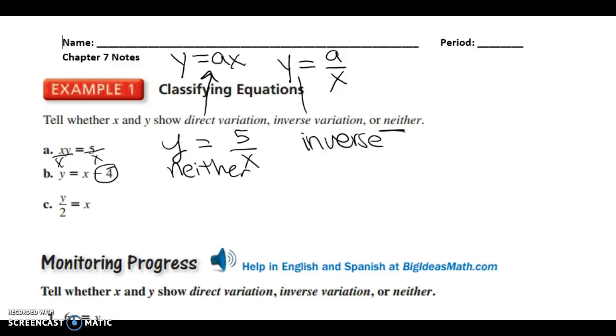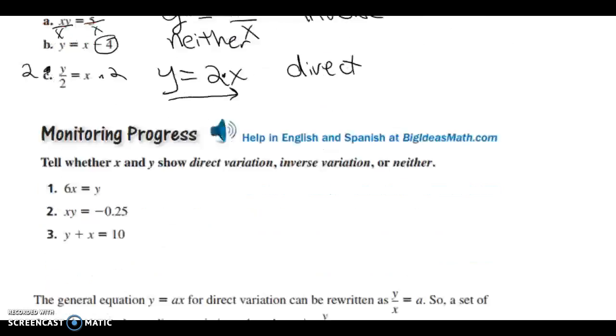In C, to get y by itself, y currently is being divided by 2, so we're going to multiply both sides by 2, and we get y equals 2x. Notice we are straight across. Y and x are opposites of each other on this one, one on one side, one on the other. We see multiplication by a, being 2 here, and this is an example of direct. There are no numbers being added or subtracted also. So it's direct variation.